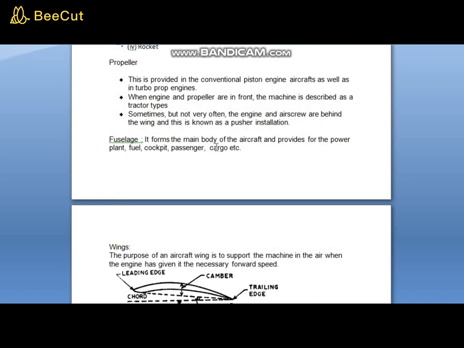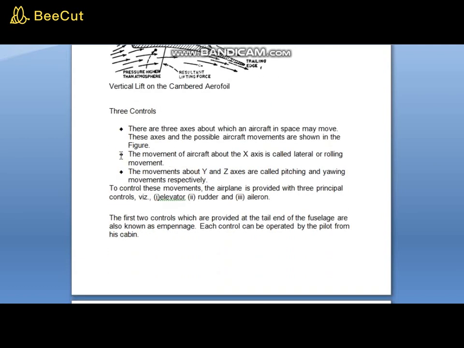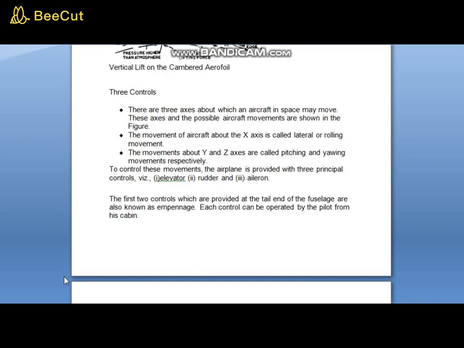Fuselage forms the main body of an aircraft and provides space for the power plant, fuel, cockpit, passengers, cargo, etc. Wings: the purpose of an aircraft wing is to support the machine in the air when the engine has given it the necessary forward speed. The three controls are elevator, rudder and aileron.